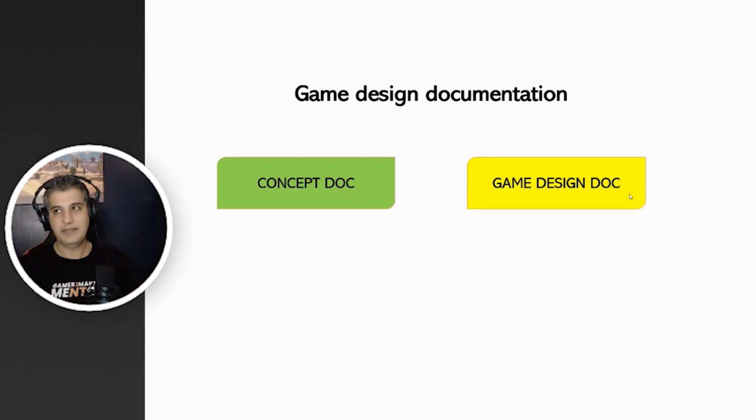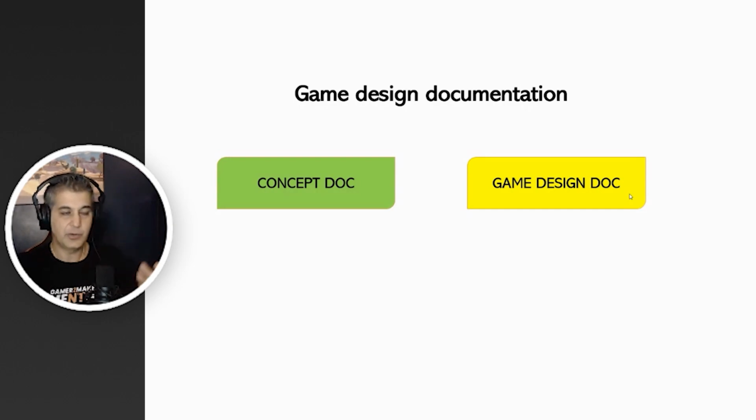AAA games probably have documentation that goes to hundreds, maybe 1,000 pages, right? It's huge. It has every single detail of what the character is like, what the story is like, what the game mechanics are like, what the user interface is like, what each button does. Everything is clearly defined in the game design doc. That is the blueprint I was telling you about. A very detailed one.